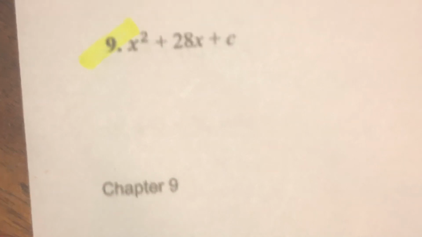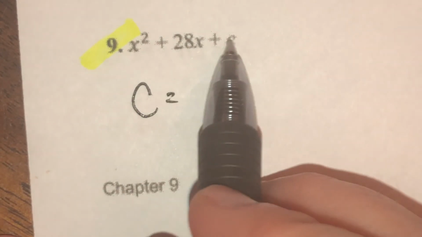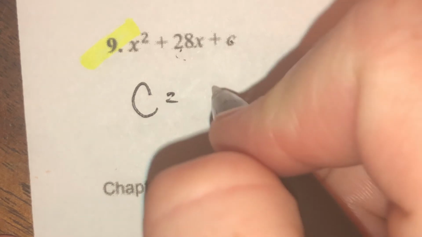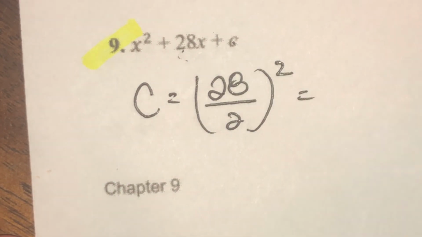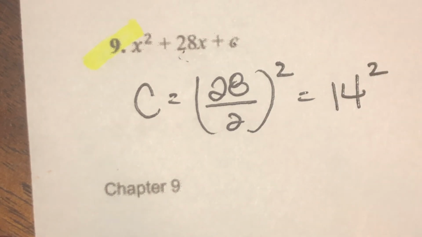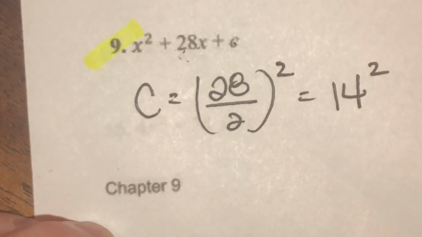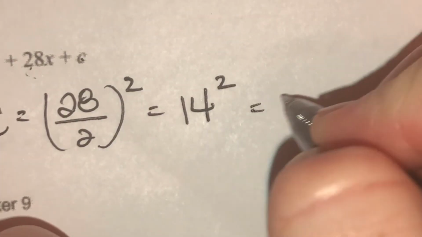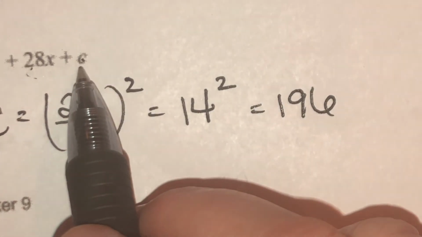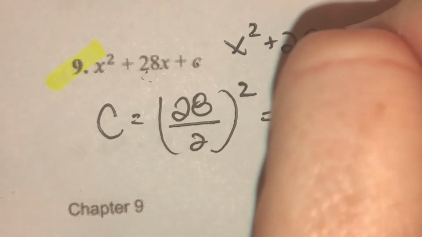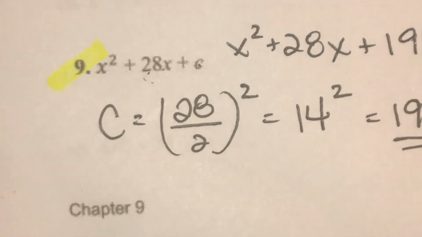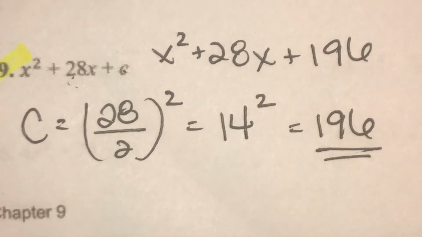Okay, let's do one more. Number 9. Same thing, to find C, I gotta look at B, the number in front of x, divide it by 2 and square it. 28 divided by 2 is 14, and 14 squared is 196. So this C would have to be 196. This would have to be x squared plus 28x plus 196 for this to be a perfect square trinomial.